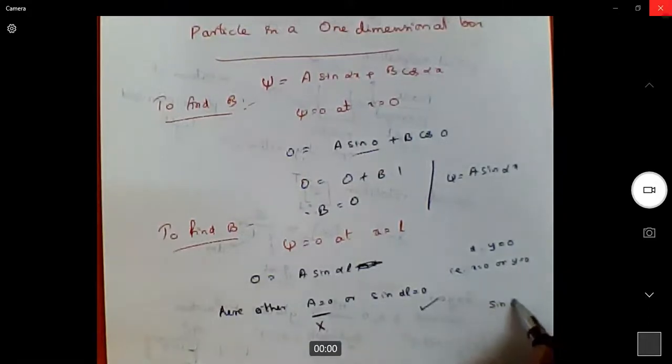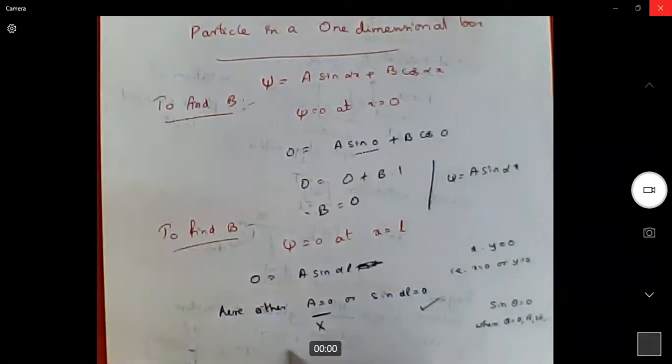We know sin theta is equal to 0 when theta is either 0, pi, 2 pi, something like this, right? So that means αL is equal to n pi, where n is 0, 1, 2, 3. So these are the possible numbers, but we don't consider 0. That I will explain when we derive energy expressions.